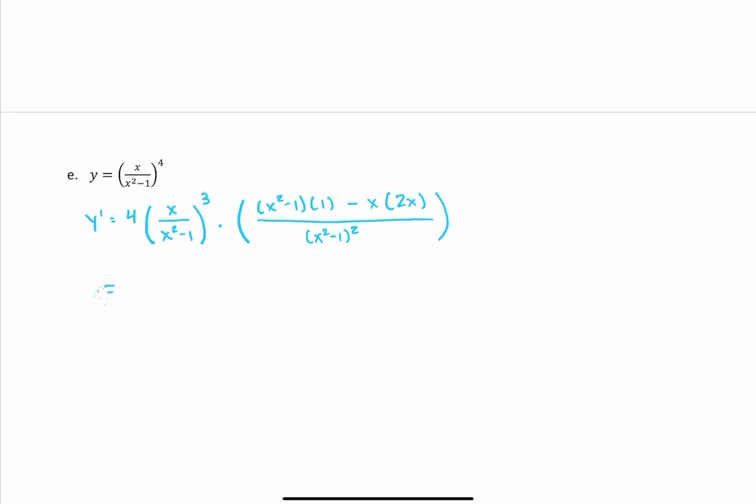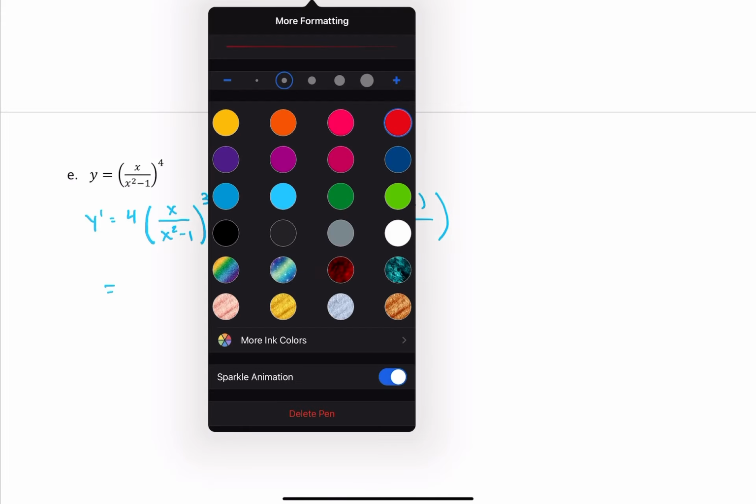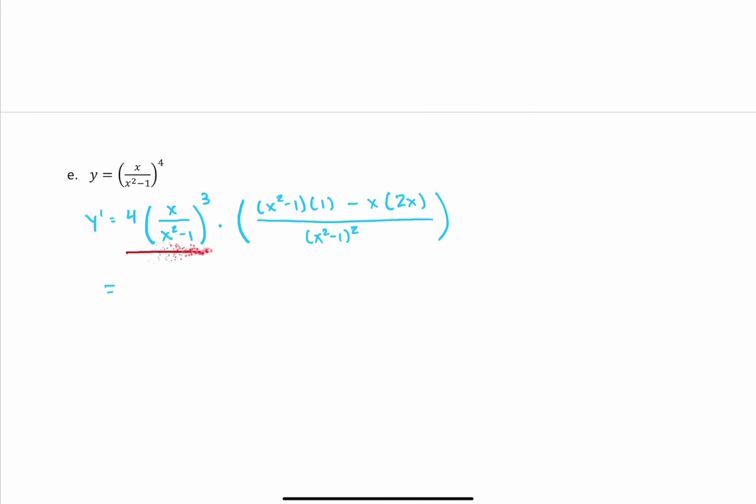So if we rewrite this, let's do a rewrite on something. This term here is the same as 4 times x. So the term underlined in red is the same as 4x cubed divided by x squared minus 1 cubed. So we'll just keep that in mind when we're simplifying.